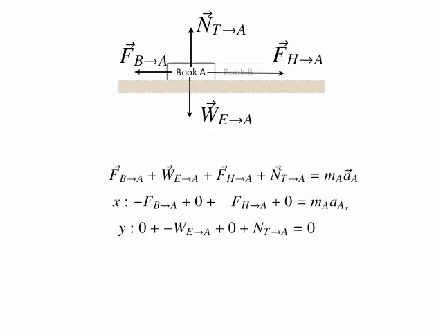So the force of book B on book A points in the negative x direction, and it has a label F_B on A. The weight of the book A, the force of the Earth acting on book A, has no x component, so its x component is 0. Then the force of the hand on book A pushes in the positive x direction, so it comes in with a plus sign. And the force of the table acting on book A has no x component, so it gets a 0 in this equation. Finally, the acceleration, we expect the books to accelerate to the right, because that's the way the hand is pushing. So the acceleration of book A has a positive x component.